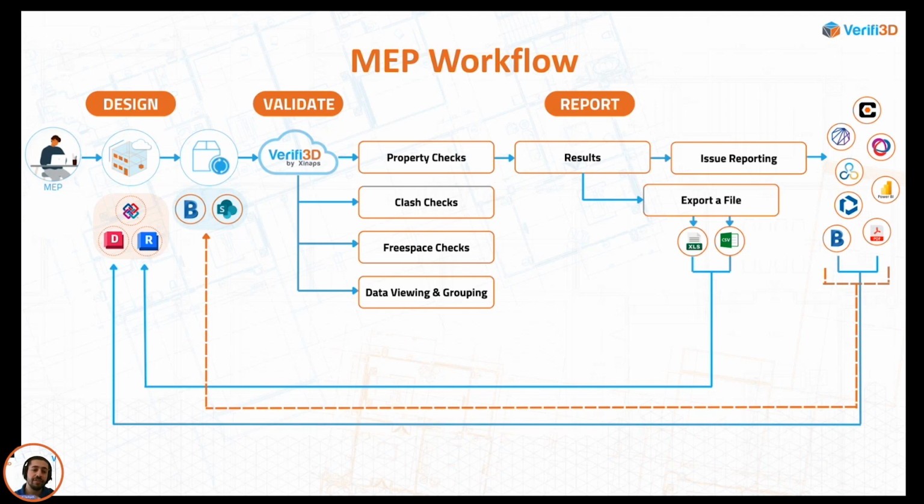So we're going to import the files to Verified, and then in the validate section, we're going to do some property checks, free space, clashes, duplicates, and all of that. We can show you also the data viewer and how the metadata of our models look like in the browser. And then, of course, when we have our results, we're going to report them, whether it's in Excel, CSV, or we can just connect them to BIM 360 issue tracking system.